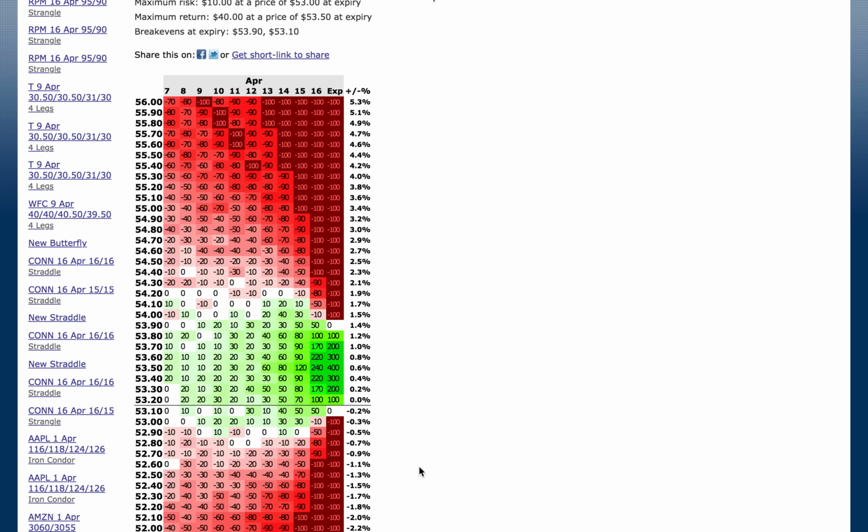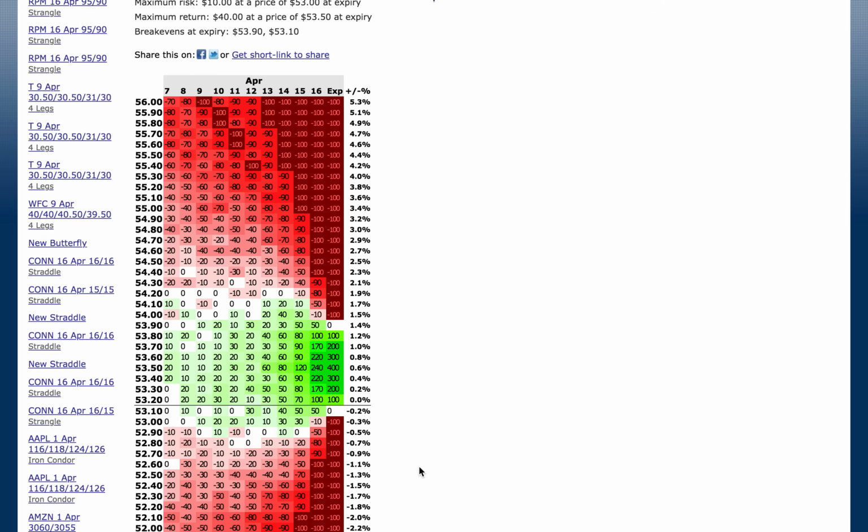And if they are assigned early, they are generally going to be assigned on the day before the ex-dividend date. So you should always be checking if the stock has a dividend and when the ex-dividend date is, because there is a higher risk of early assignment if these contracts fall on that week of that ex-dividend date. So always be watching out for that as well, guys.